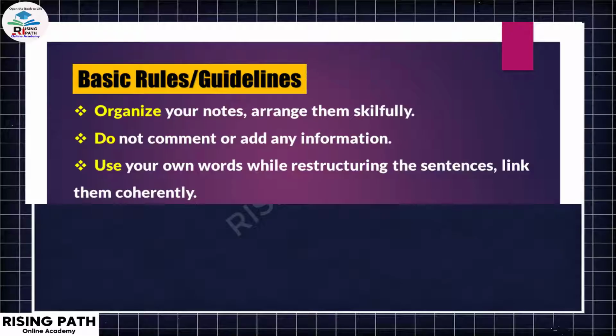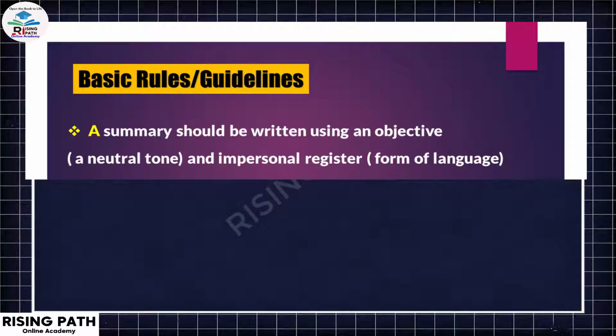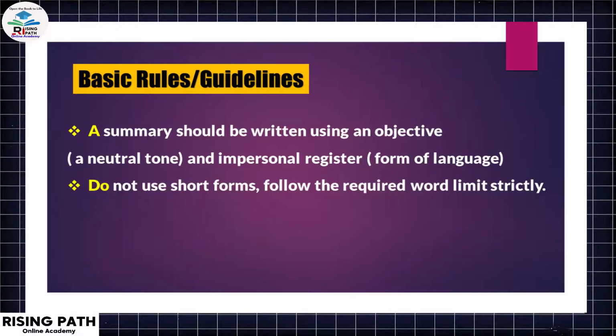Link them coherently. In the new paper pattern of Cambridge examination from 2024, no opening sentence is given. So begin by writing a general thesis statement that captures the main idea of the text. A summary should be written using an objective, neutral tone and impersonal register. Register is the form of language. Do not use short forms. Follow the required word limit strictly.